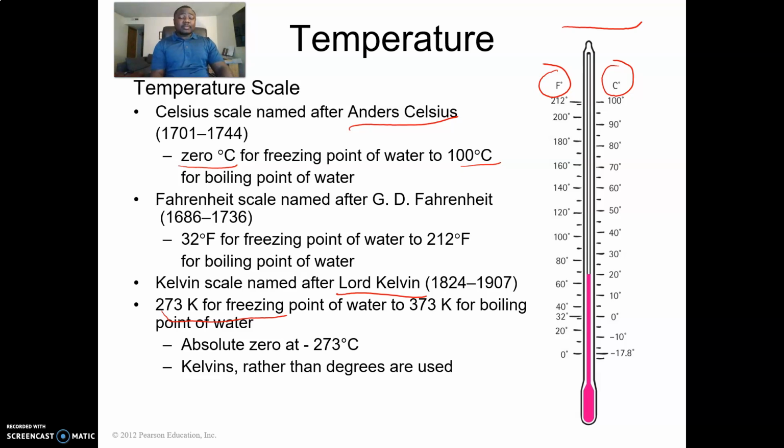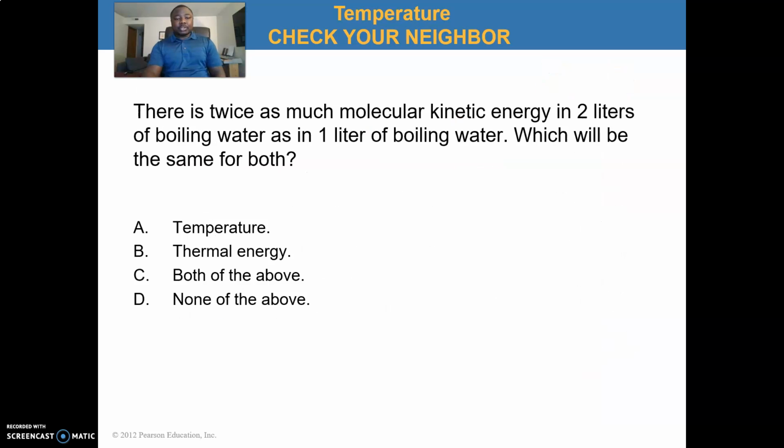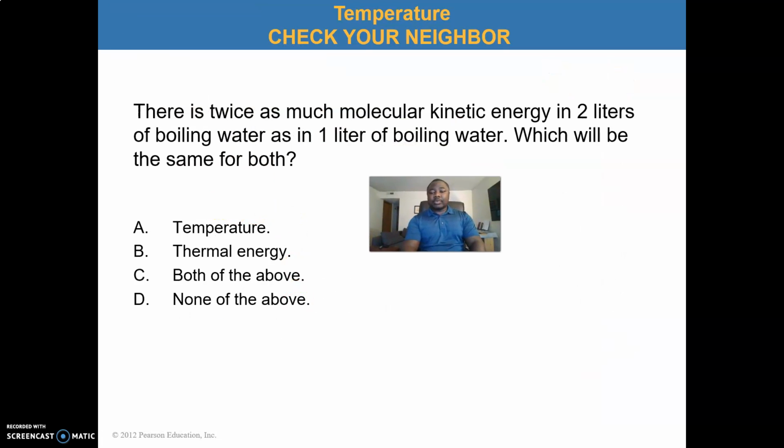And here it's worth knowing that absolute zero, which I'm going to explain in the next slide, is actually minus 273 degrees Celsius. And we mostly use Kelvin when we're talking about absolute zero, rather than any other temperature scale. Now let's answer this one question, then we move forward.